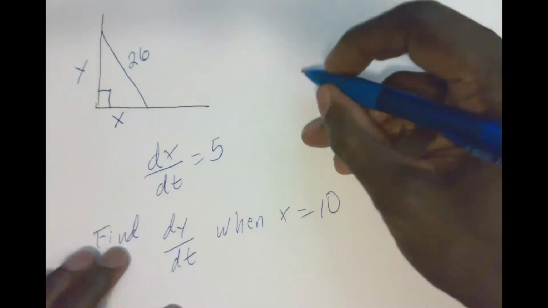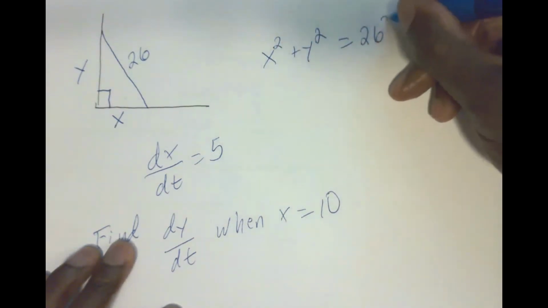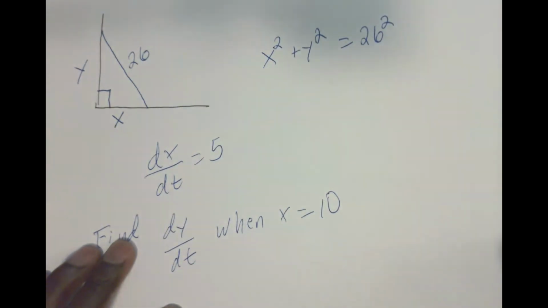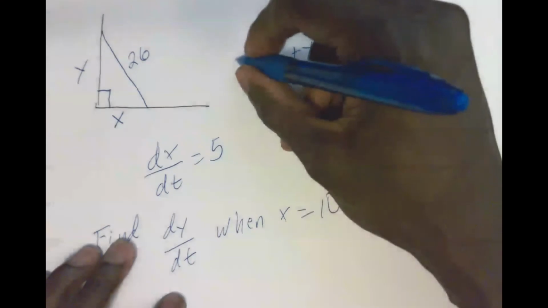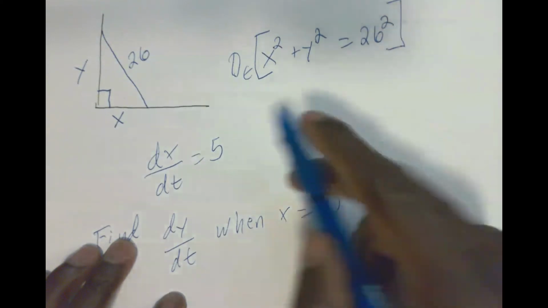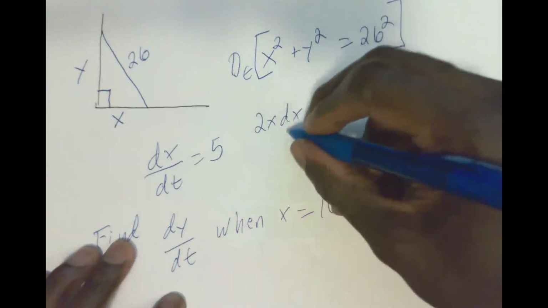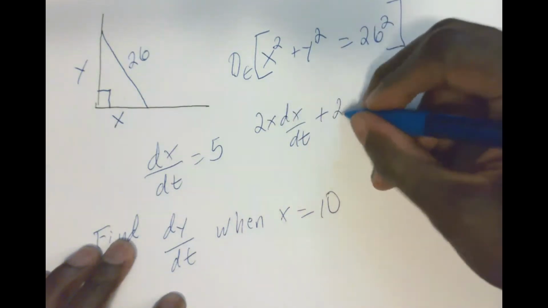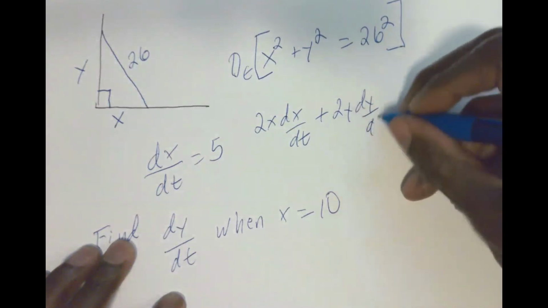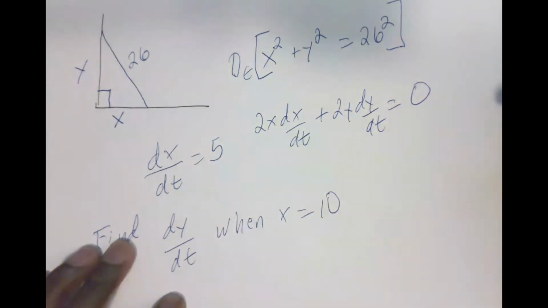So an easy relationship would be that X squared plus Y squared equals 26 squared. Now, once you find a way to relate, then you take the derivative with respect to time, plug in what you know, and solve for what you don't. So we're going to take the derivative with respect to t of this whole situation. And the derivative of x squared with respect to t is 2x dx/dt. And derivative of y squared is 2y dy/dt. 26 squared is 676, but it's a constant, and so its derivative is 0.